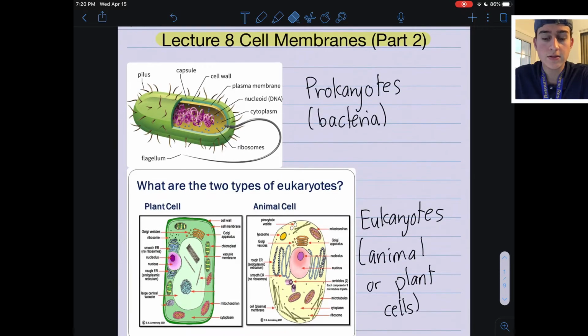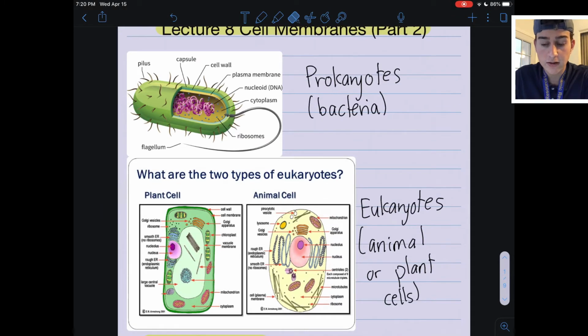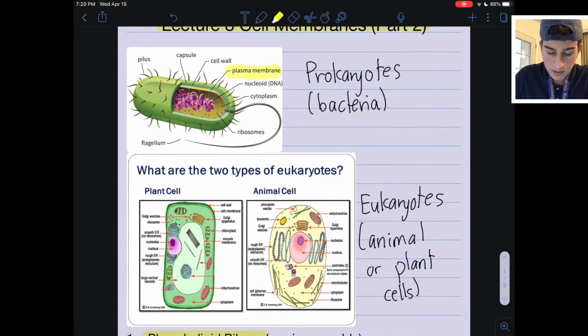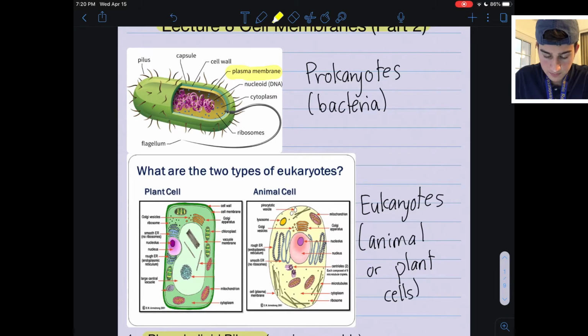So we're going to go straight into it. Lecture 8, Cell Membranes, Part 2. We know that there are two specific types of cells that we explained in class. There are prokaryotes and there are eukaryotes. An example of a prokaryote can be bacteria. An example of eukaryotes can be animal or plant cells, and each one has a cell membrane, also known as a plasma membrane. As shown here, they both have plasma membranes.